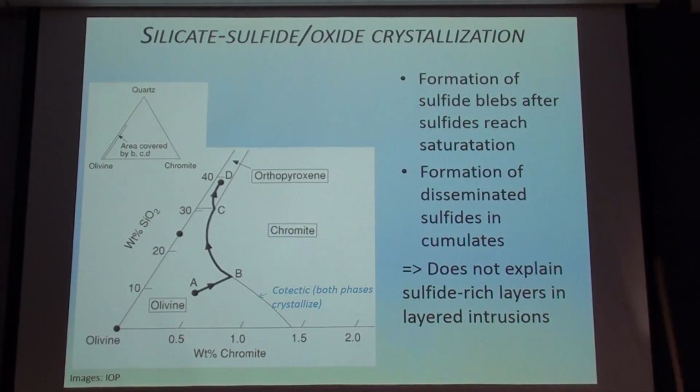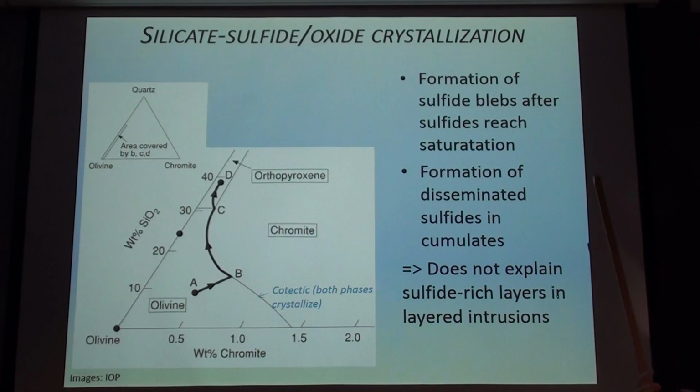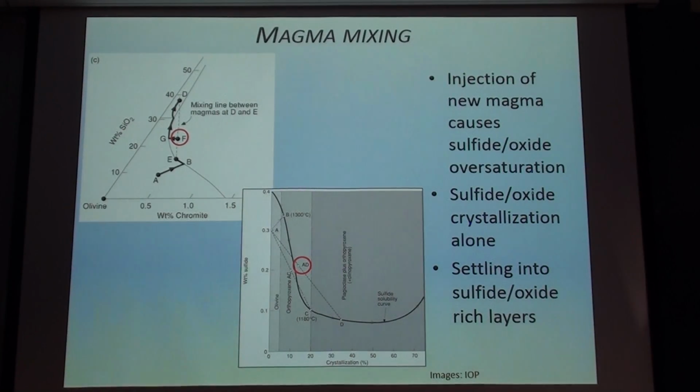pyroxene. But here we've got basically silicate and oxide crystallizing together, so they will just settle together because they're denser than the melt. And so we would end up with disseminated oxides or sulfides. So simple crystal fractionation and crystallization does not explain the presence of these massive sulfide ore deposits. So other processes have been proposed.